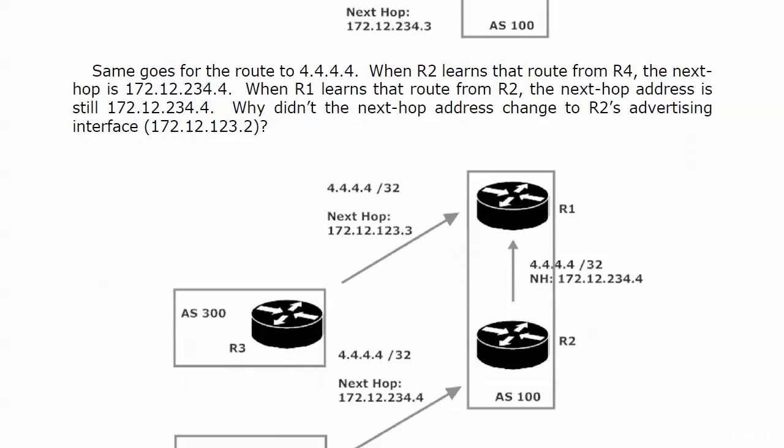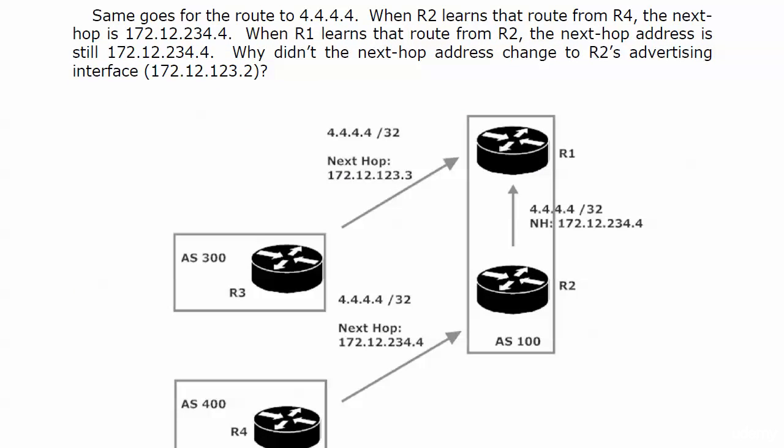Well, we have the same thing going on with 4.4.4.4, because when router 2 learns that route from R4, the next hop IP address is 172.12.234.4. Makes perfect sense. But then as we see, router 2 is advertising that loopback up to router 1, but the next hop IP address remained the same at 172.12.234.4. So that's what's causing the inaccessibility that we saw with show ip bgp 3.3.3.3 and 4.4.4.4, is that for some reason the next hop IP address isn't changing to the interface that router 2 is using to advertise the routes to router 1.